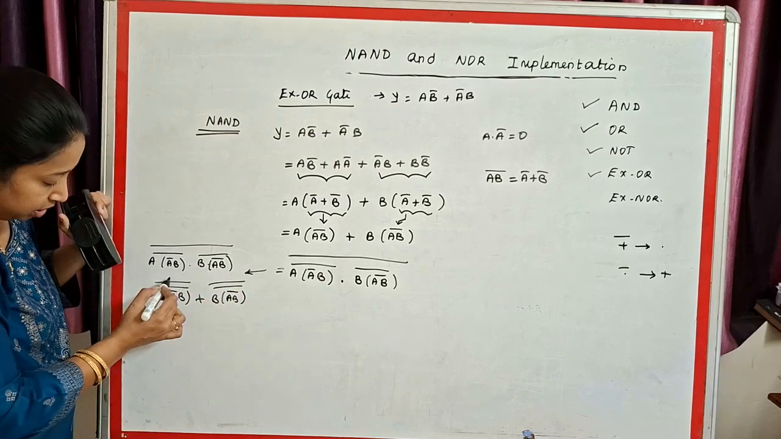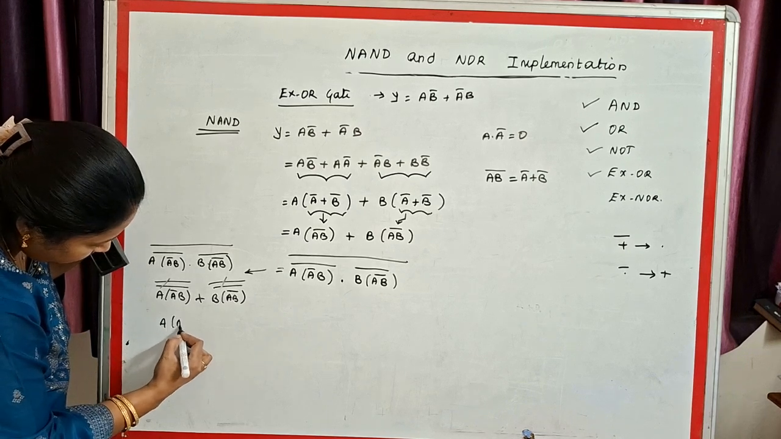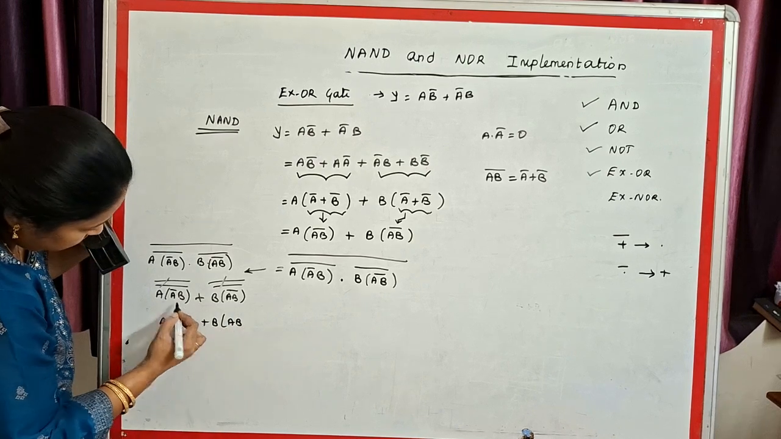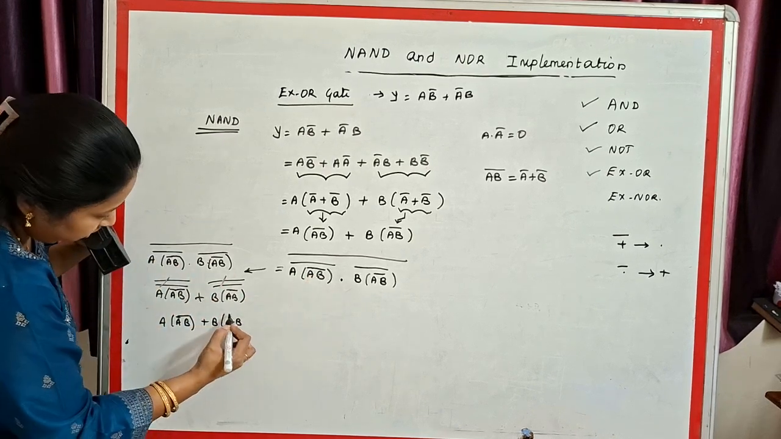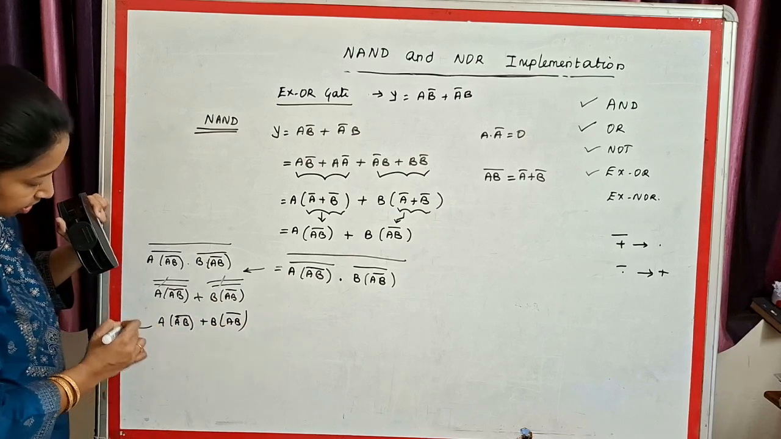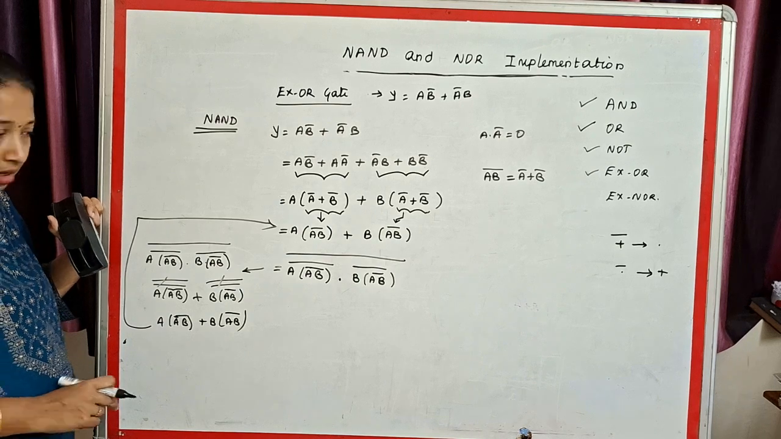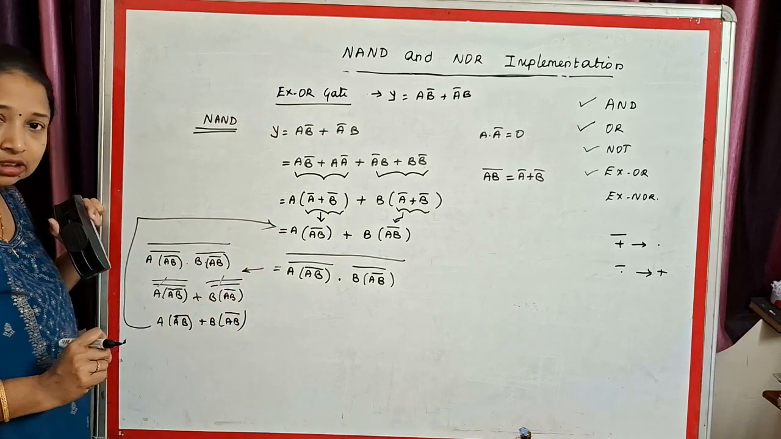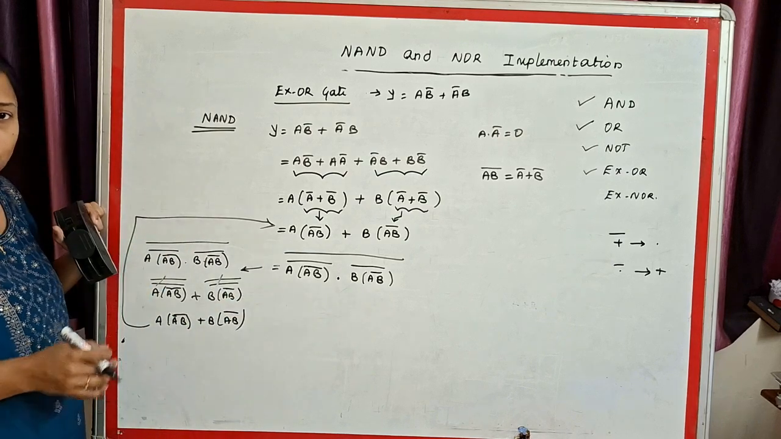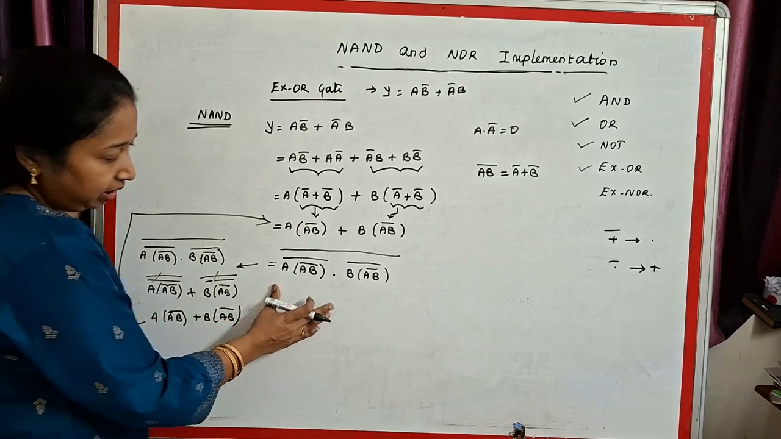Correct? Now both these two bars will get cancelled out. So what do I get? A into A bar B plus B into A bar B. Have I got the same term here? Whether this term and this term is same? Both are same, right? So can I replace this with this? Here when you see, the entire final expression is only product term. Correct?